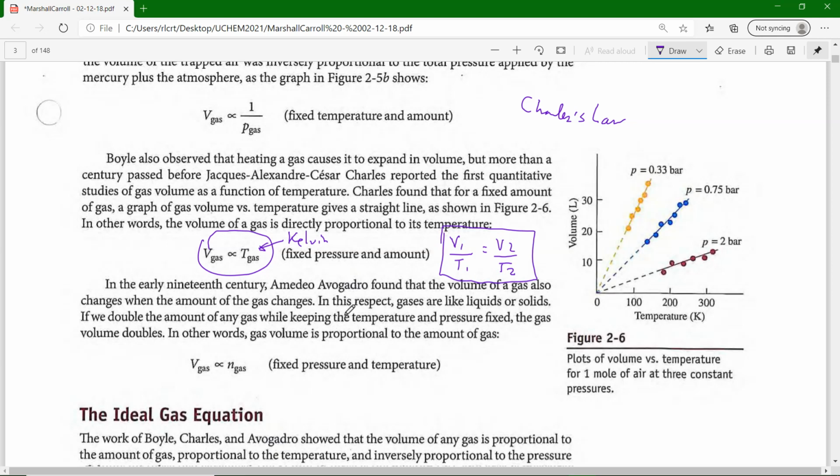And that's at constant pressure and number of moles. That is known as Charles's law.